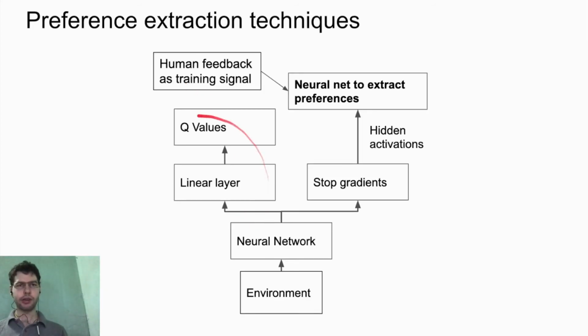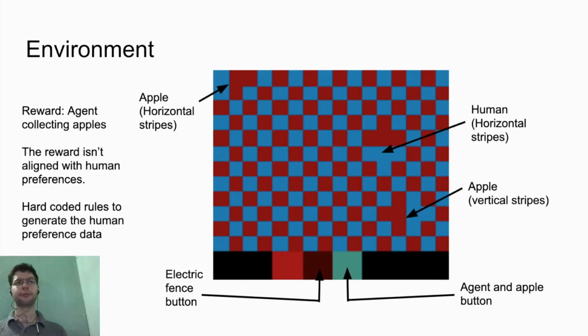So how that works with the Q-learning architecture is that we can take the hidden activations from one of the layers of the architecture and then use that as input to a neural network that is trained to predict human preferences. So this network can be trained with human feedback for a training signal, and it will be trained to predict a higher value if human preferences are fulfilled and a low value if they aren't.